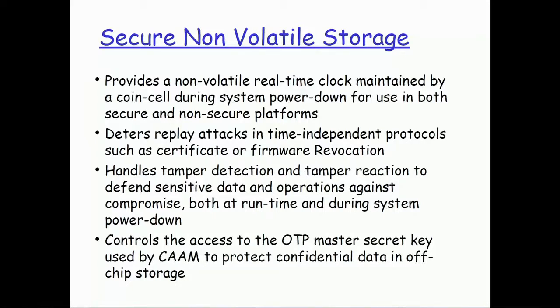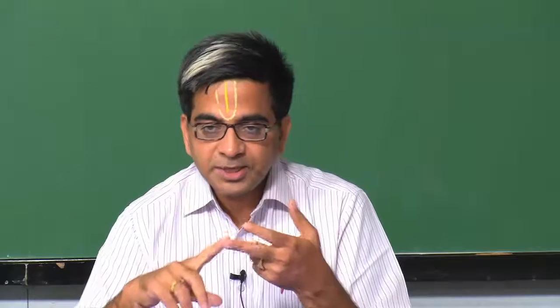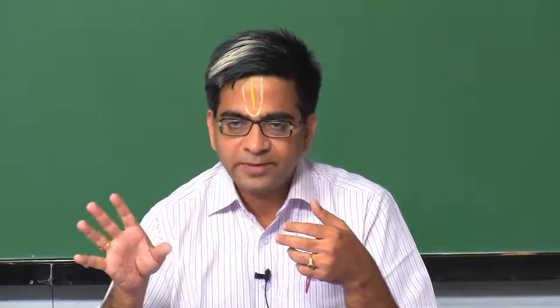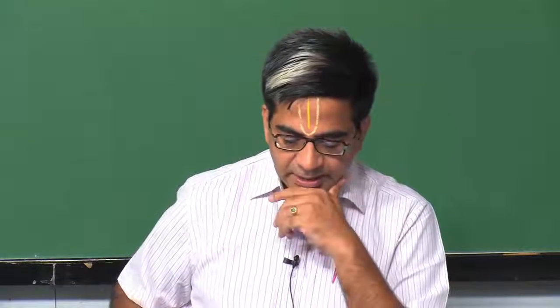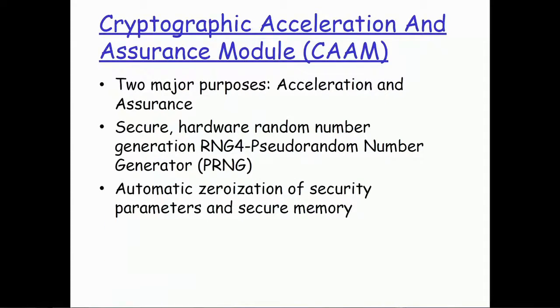That is one form of security. Somebody has physically tried to penetrate my device; even at the cost of the device being completely unusable, I do not want that person to get access to the confidential key data that I have. Maybe my ATM pins, maybe the encryption decryption keys that I am using, right. Any of that stuff I do not want him to have access to. So, the whole thing will be cleaned up, and it also controls access to the OTP master secret key used by the CAAM module to protect confidential data in the off chip storage. That again is stored as part of my SNVS, right.